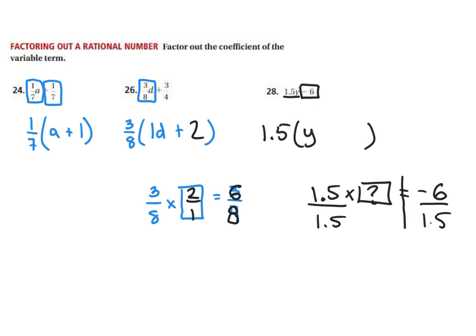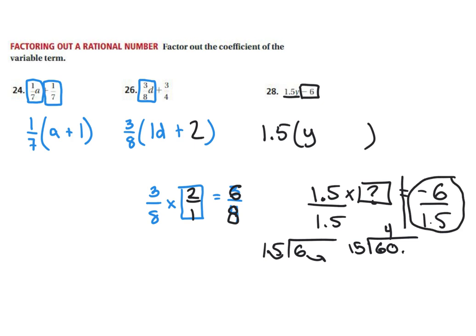6 divided by 1.5 is just long division. Move our decimal point over, move our decimal point over. And we actually have 60 divided by 15. 15 goes into 60 4 times. And look back to this. Negative divided by a positive is a negative. So 1.5 times y minus 4 is our factored expression.